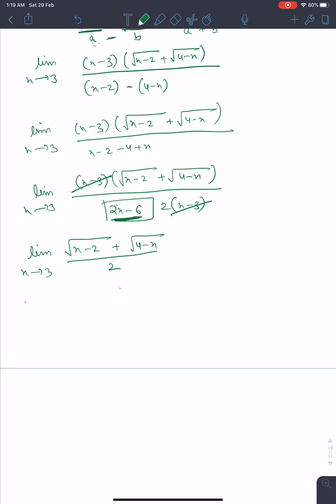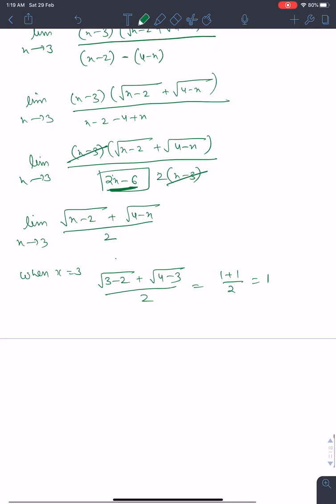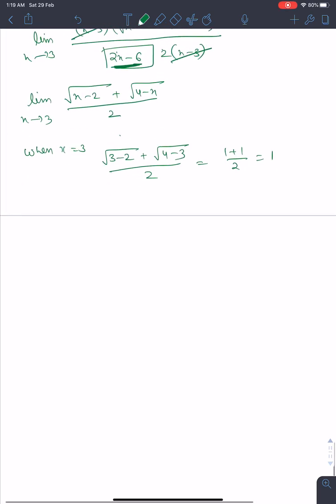Now use direct substitution method. That means when x is equal to 3, what you are getting, 3 minus 2 plus under root 4 minus 3, upon 2. So in the numerator it becomes 1 plus 1 upon 2, that is 1. So I hope this is clear. Let's take one more example.